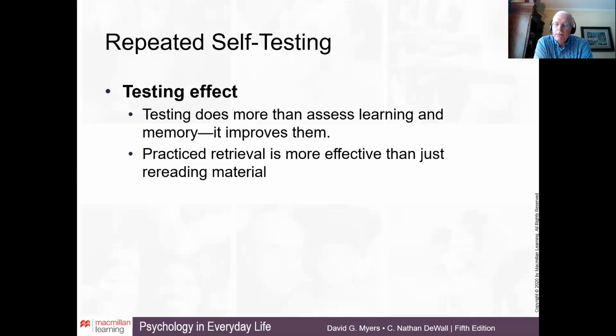This is a much more effective way of studying than just rereading notes over and over again, but not really having the opportunity to process what it is that we're learning, and ask ourselves questions to see if we can answer those questions. And that involves a kind of memory called recall memory.